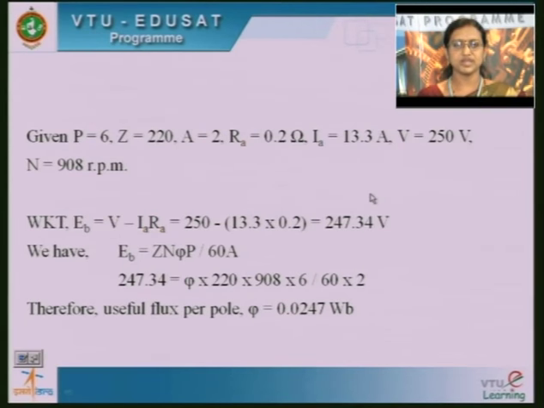When you substitute the given values, we get EB is equal to 247.34 volt. And we have one more equation, EB in terms of the number of conductors, speed of armature, flux per pole, number of poles and number of parallel paths. Since it is wave connected, the number of parallel paths is equal to 2. Since we have already calculated EB, substitute that value 247.34. On the right hand side only phi is unknown. Substitute the other parameter values and you get the useful flux per pole phi is equal to 0.0247 Weber.